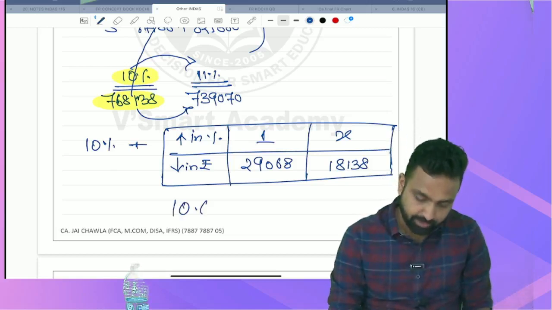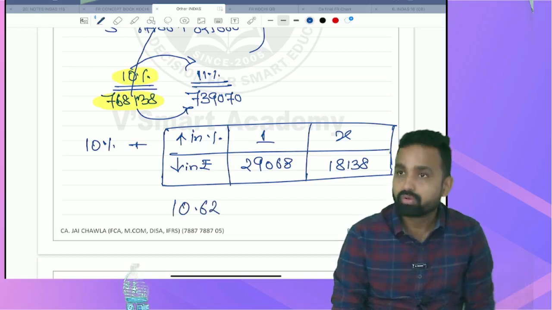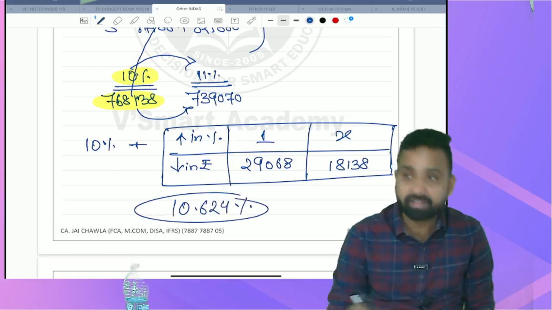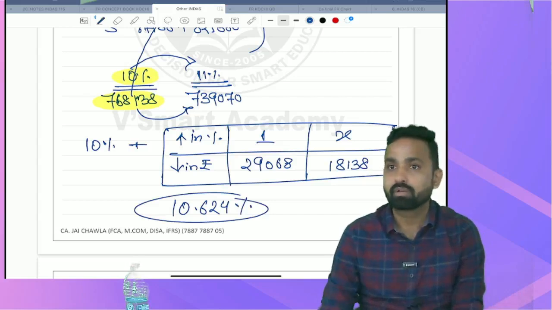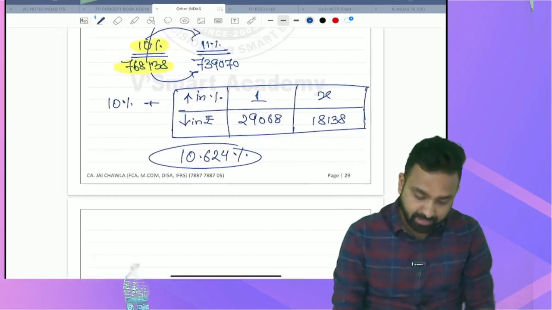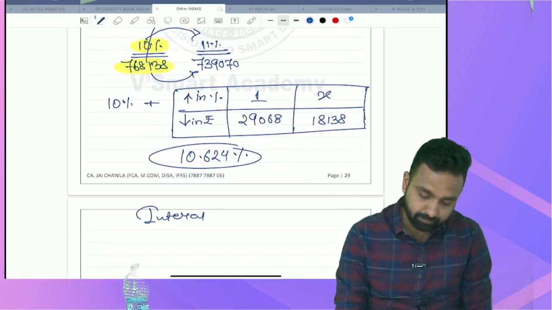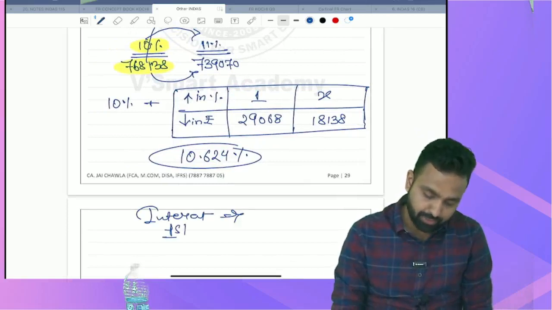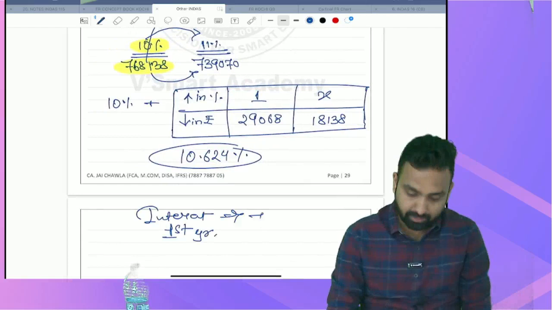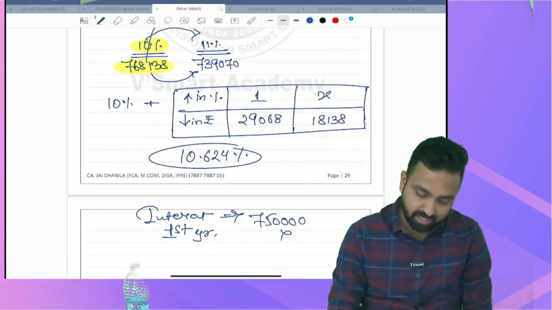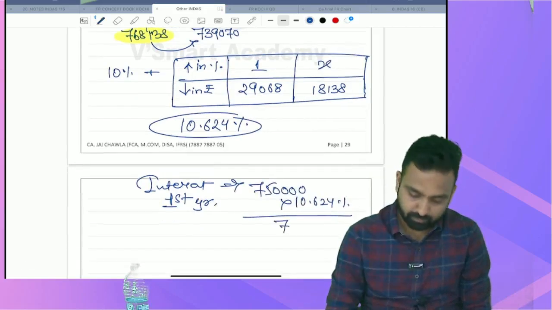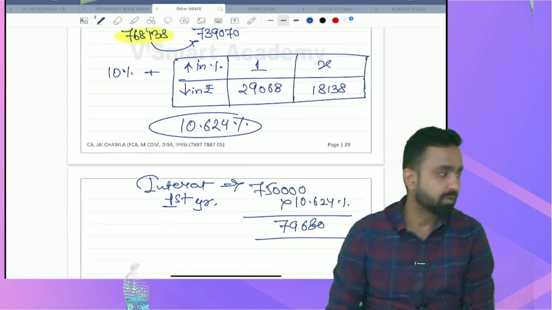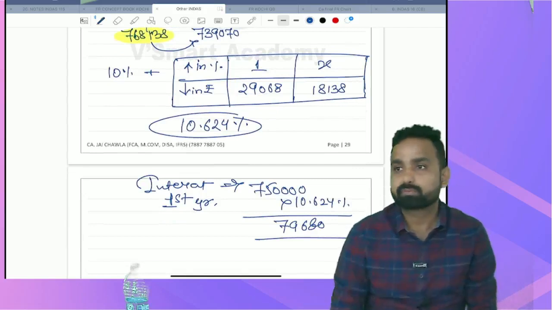So 10.624. This is the effective rate. Done? So tell me the interest based on effective rate. Interest for the first year, based on effective rate. It should be 750 multiplied by 10.624. 79,680.